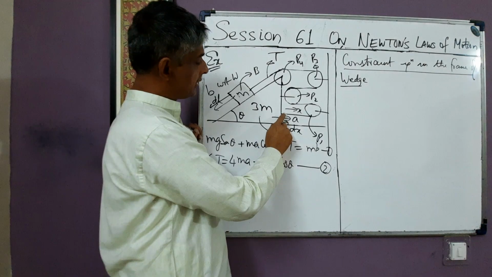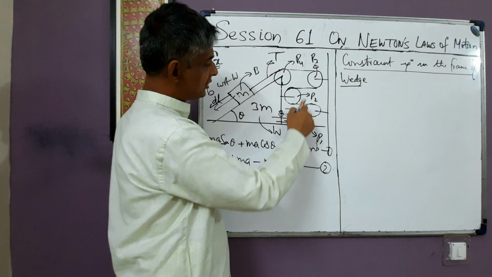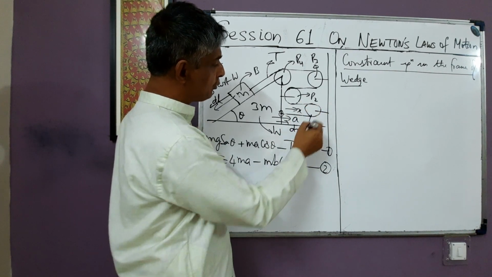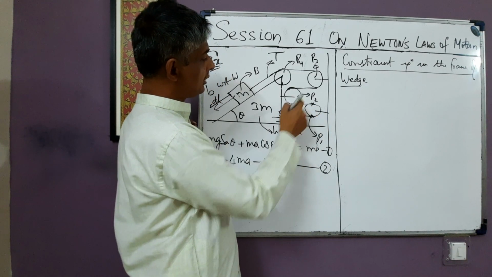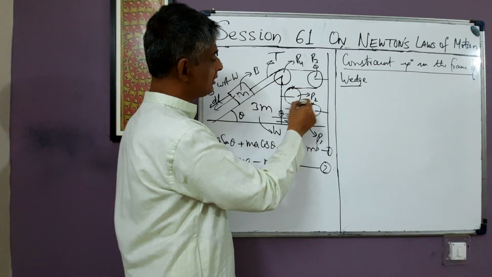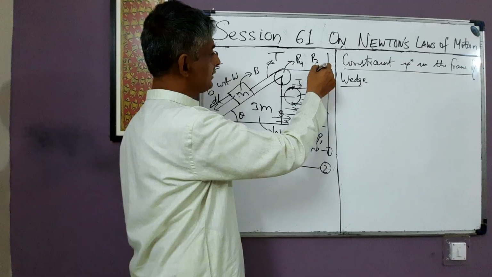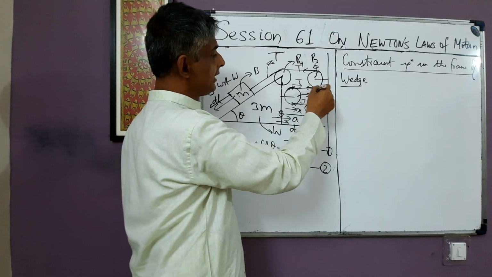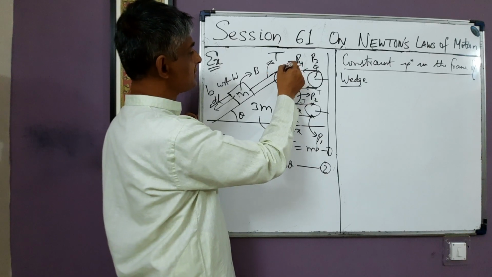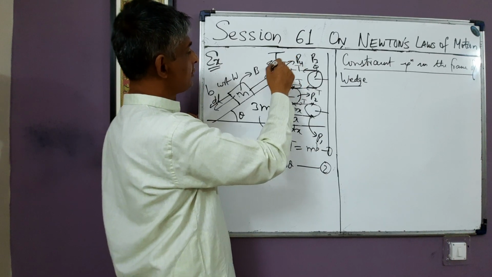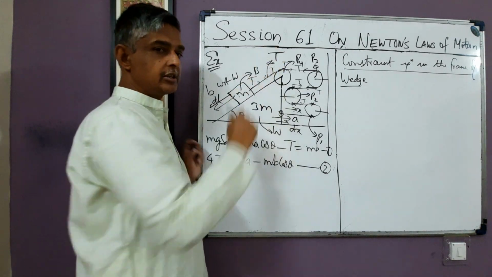So this string is connected to which body? This string is connected to wedge at this point, first point. This string exerts a force on pulley P1 at effectively 2 points. Similarly it exerts force T on P2 at 2 points, on P3 at 2 points, and on pulley P4 at 2 points. And this string exerts a force T on this block in upward direction.